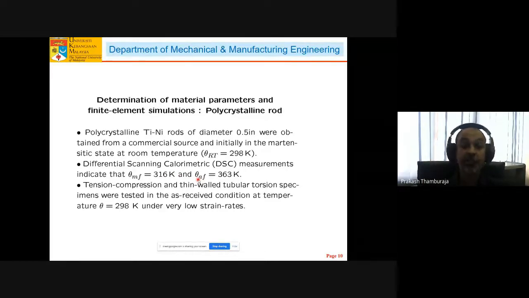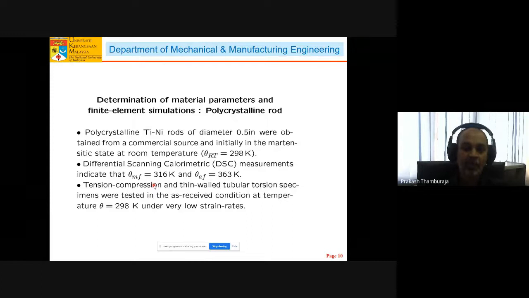Okay, so we have machined samples for tension and compression. Basically, they are dog bone samples, cylindrical in cross section, and also thin wall tubular torsion samples. Apart from simple tension and compression, we'll also perform torsion simulations, because we want to see the multi-axial loading characteristic of this material, and whether our mathematical model and computational framework is able to predict the behavior in the multi-axial stressing state.